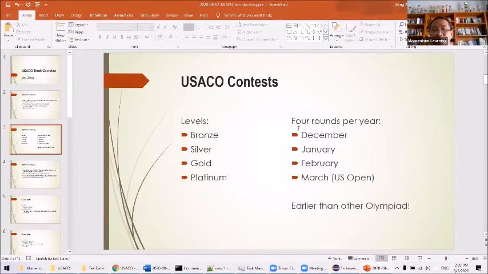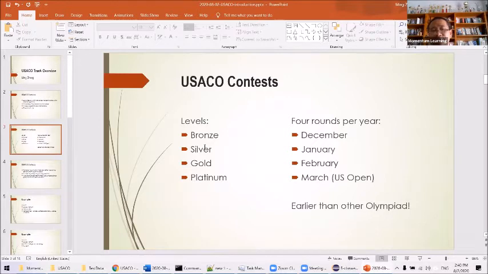In the first 3 rounds, students have 4 hours to solve the 3 problems. In the US Open round, students have 5 hours to solve the 3 problems. Okay, in each round here, December, January, February, and March, there are all 4 levels of the contest.